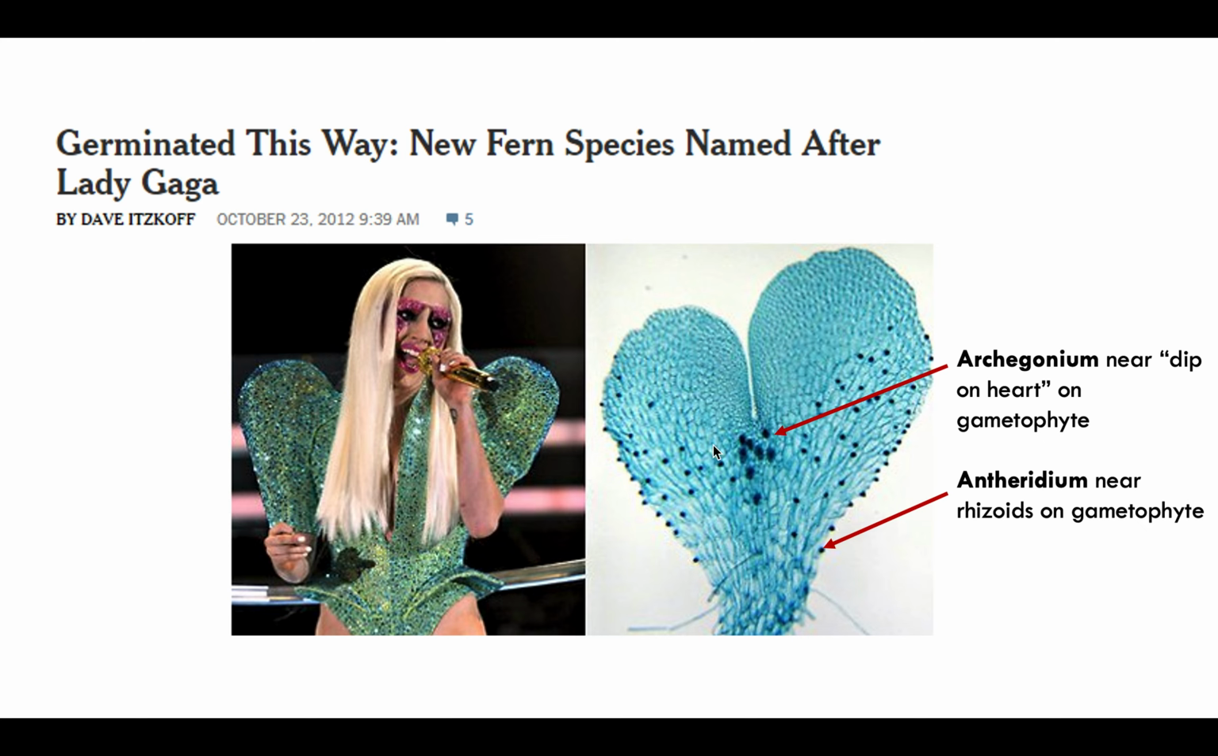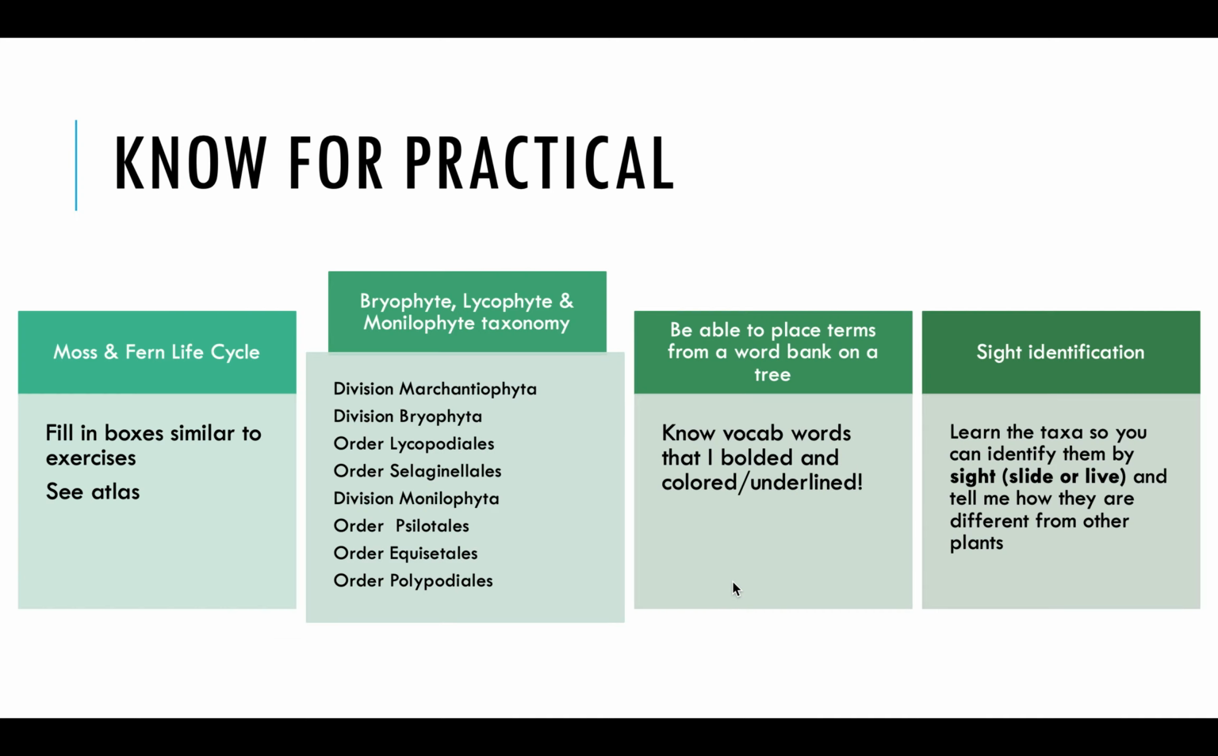But the archegonium, where we get our eggs from, is housed towards the dip right up here on this heart-shaped structure. And then all of the sperm cell structures, which are called antheridia, those house the sperm, are going to be towards the bottom, okay, on the sides. All right, so eggs up here, sperm cells down here.